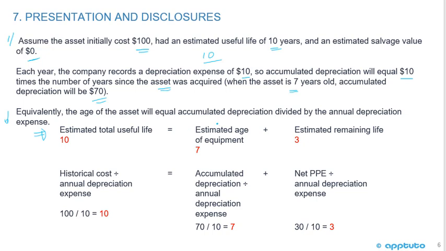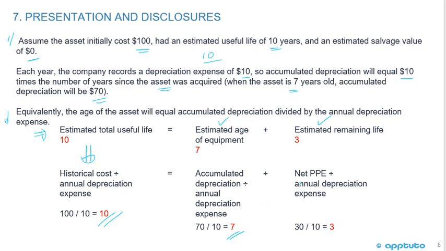Here's the formula that we had from the previous slide. The estimated total useful life equals the estimated age of the equipment, 7 years, plus the estimated remaining life, which is 3. So 10 equals 7 plus 3. If I move these formulas down here now, the historical cost was 100 divided by the annual depreciation expense of 10, so we would have an estimated total useful life of 10. Again, accumulated depreciation divided by annual depreciation expense. At 7 years, our accumulated depreciation is $70 divided by 10, so we'd have an estimated age of the equipment of 7.